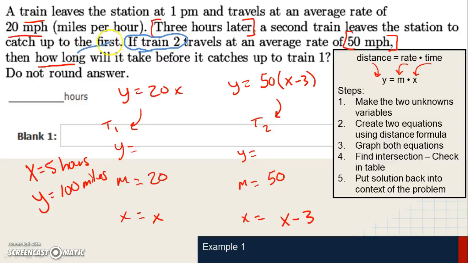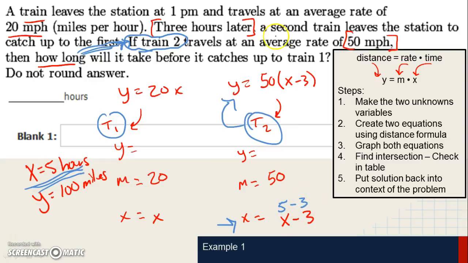How long is train 2 traveling? Which of these equations represents train 2? Obviously this one. What is the time for train 2? Well, it's x minus 3. Why did I write 5 minus 3? Because 5 is our x. We know that over here. It's underlined. X is 5. So 5 minus 3, that means x equals 5 minus 3 is 3.